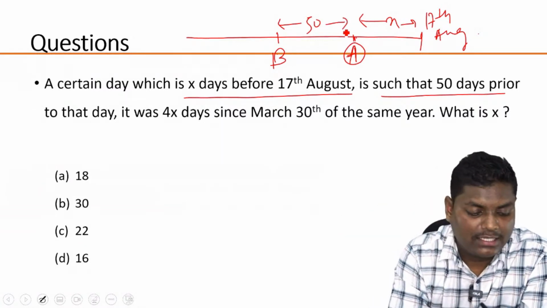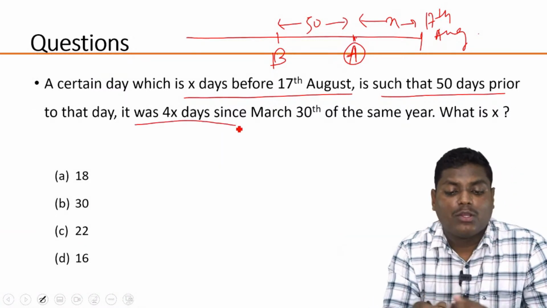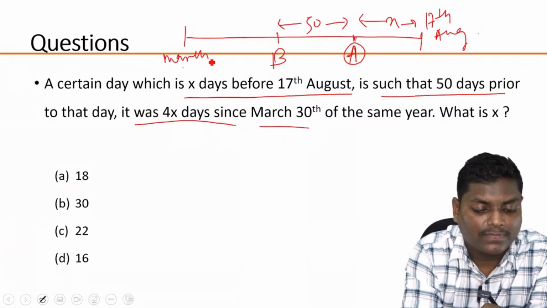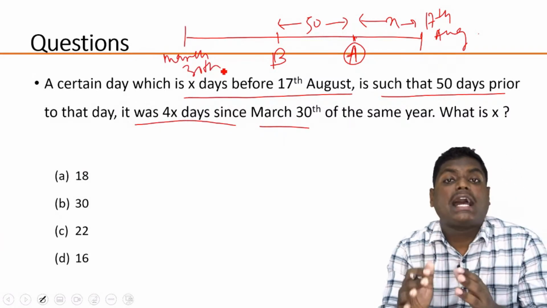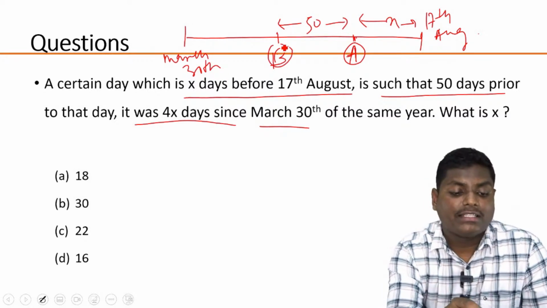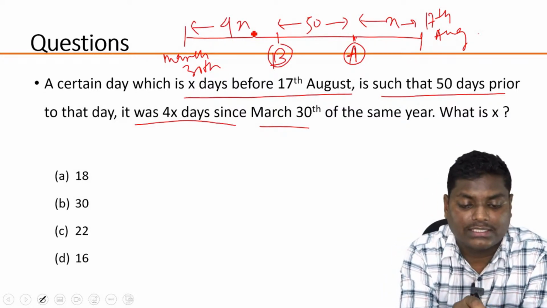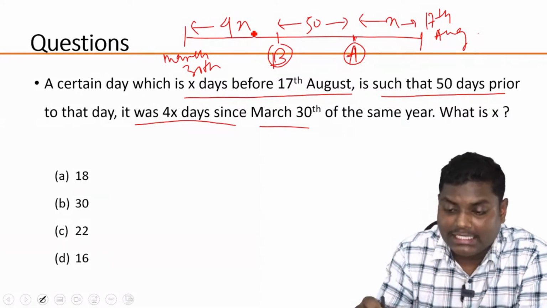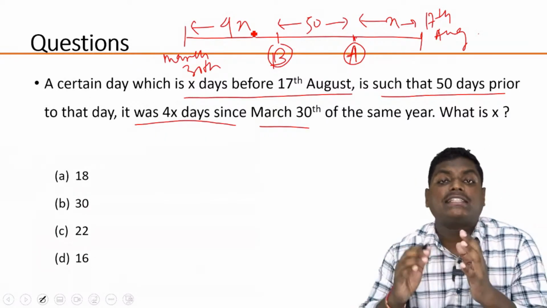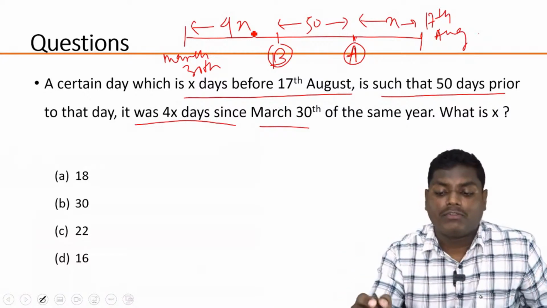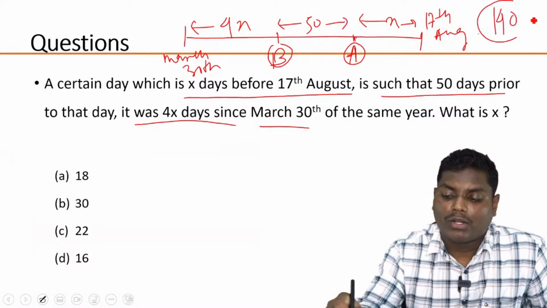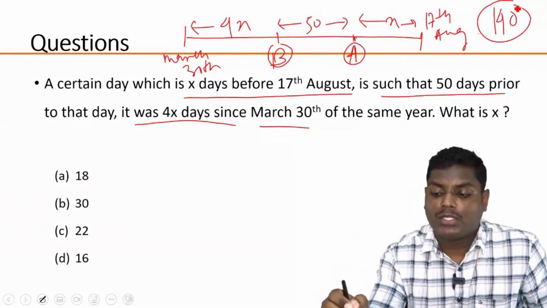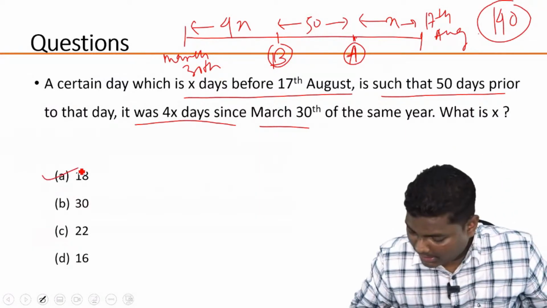Now in the last line again it is saying we are having another date, March 30. So this prior date, the point B we are having, this difference is 4x, it is saying. Now you got the point. So the next thing that you have to do is to add up all the values. You'll be getting 140 and just solve for x. 5x plus 50 equal to 140. You'll be getting 18.